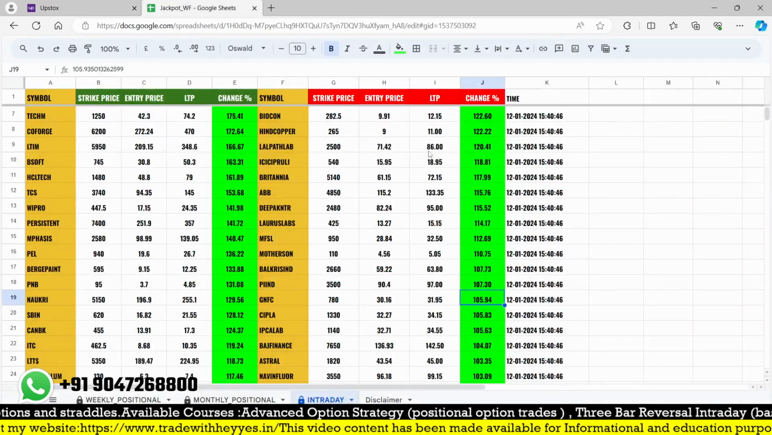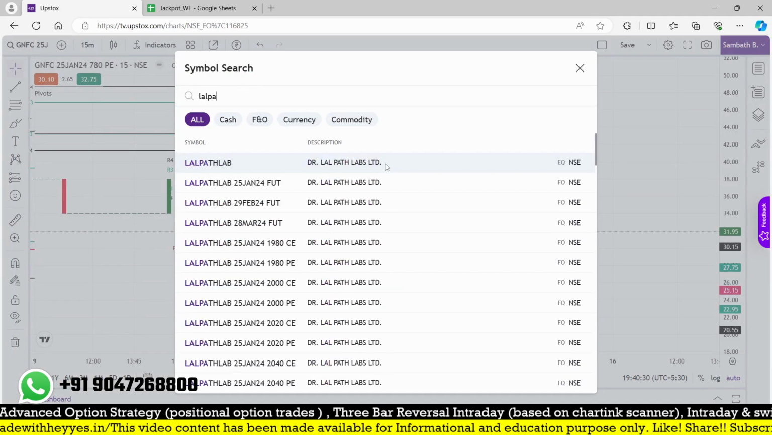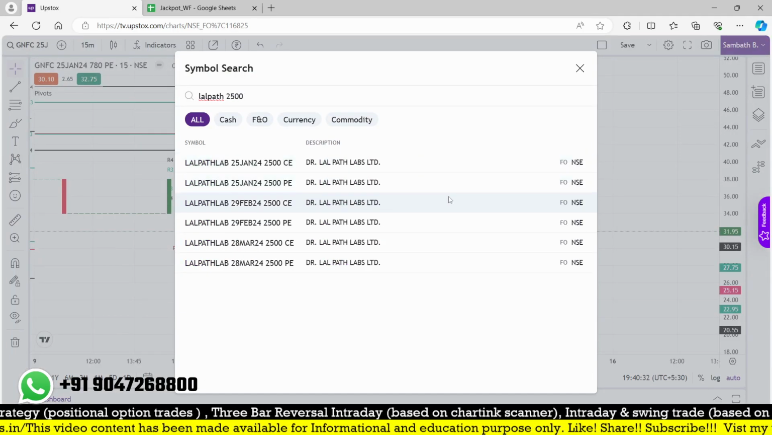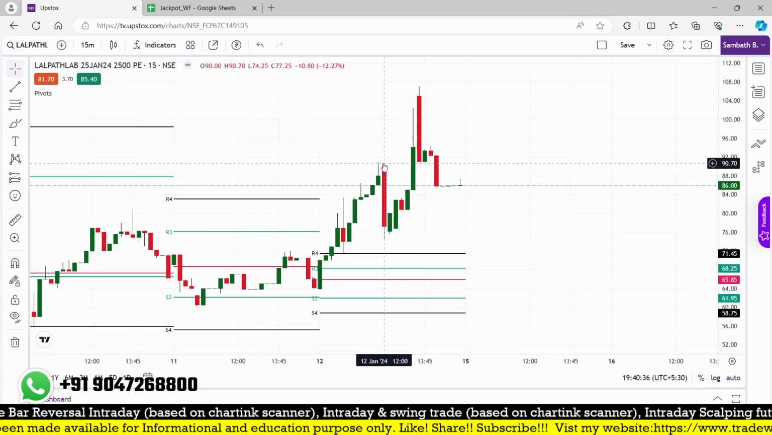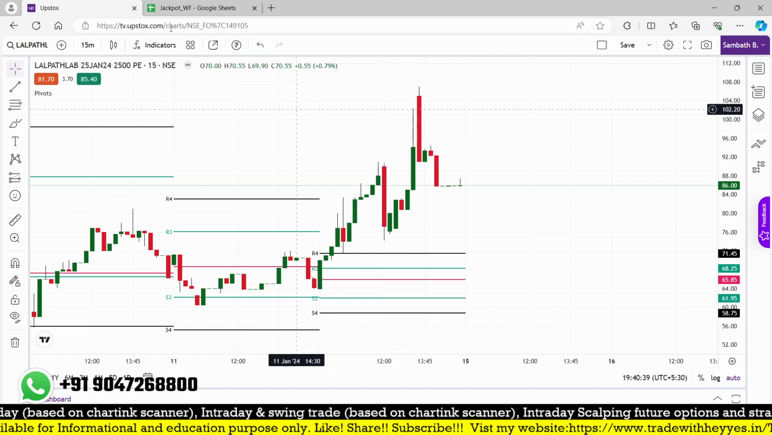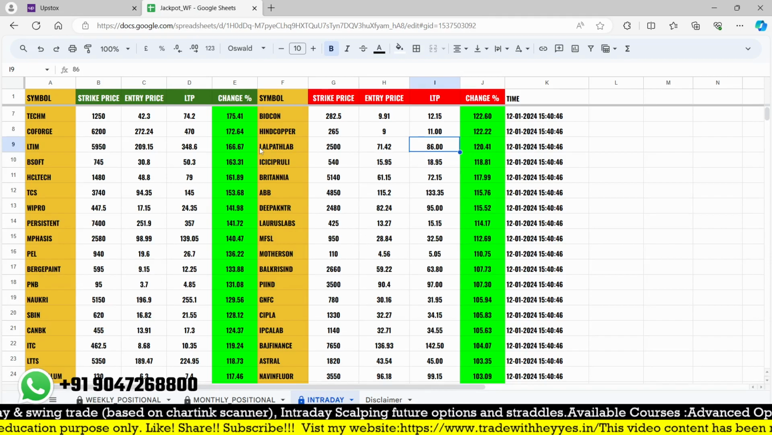On the put side, something like Lal Path Lab 2500. That is also triggered. So on the third candle, that's a good intraday move from 71 to 90. So that is the sheet which works as an intraday option scanner based on the Camarilla R4.